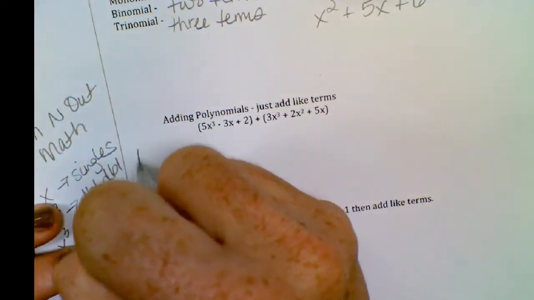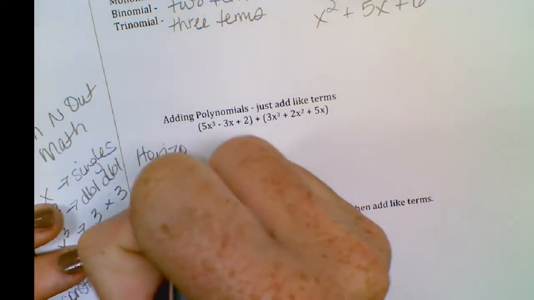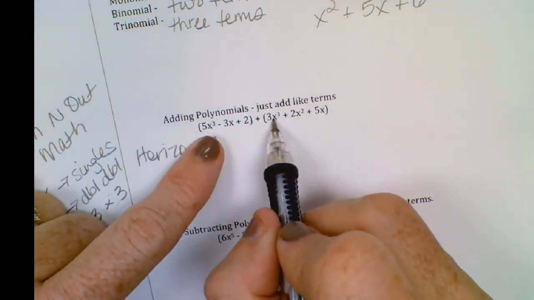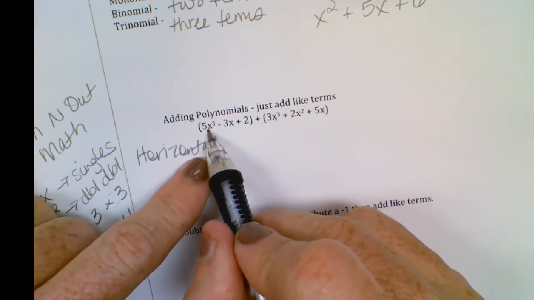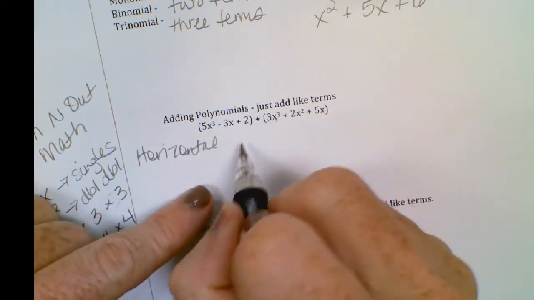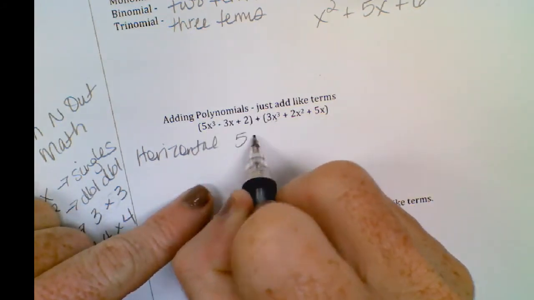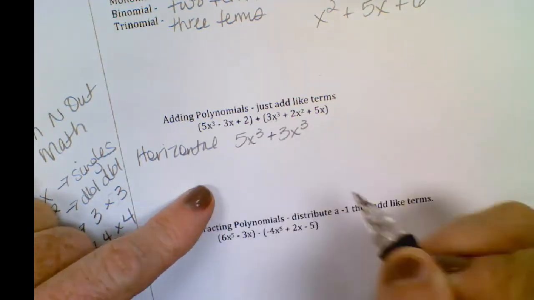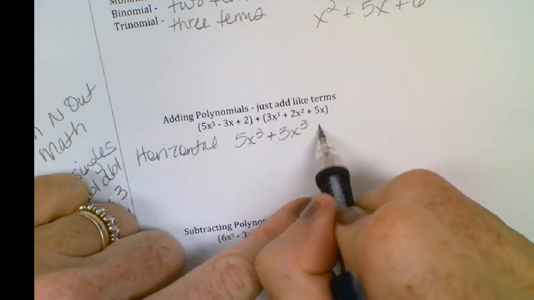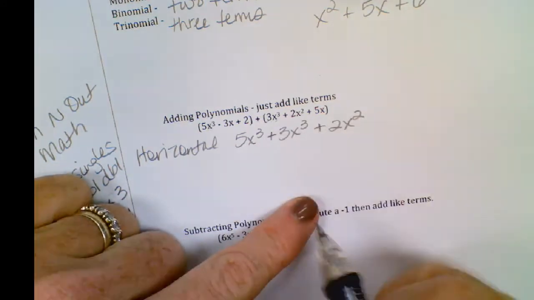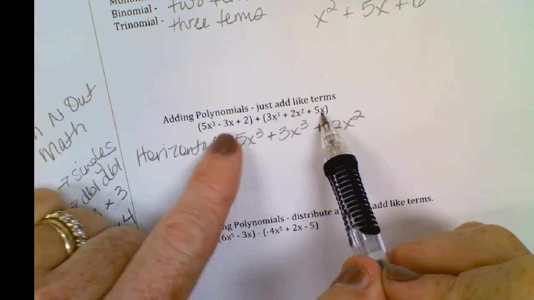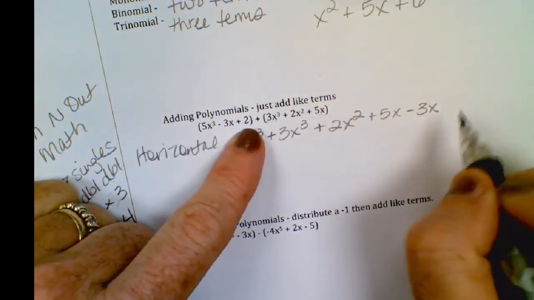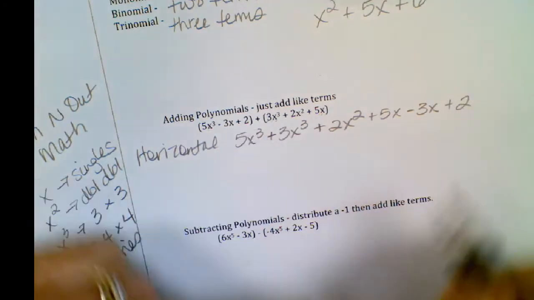So horizontally, I'm going to add up all of my 3x3s first. I've got 5 3x3s over here and 3 3x3s over here. So I've got 5x cubed plus 3x cubed. Then since I'm going in descending order, I'm going to put my double-doubles, and I've got 2 of those. Then I'm going to put my singles, and I've got 5x and negative 3x. And then I have 2 french fries.